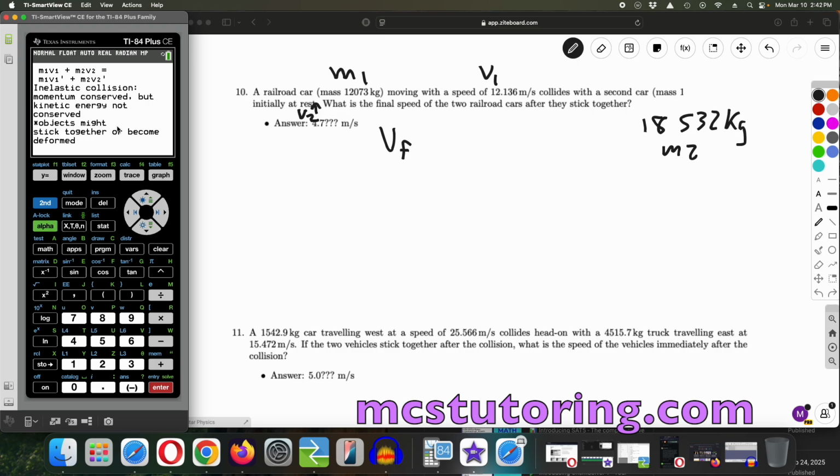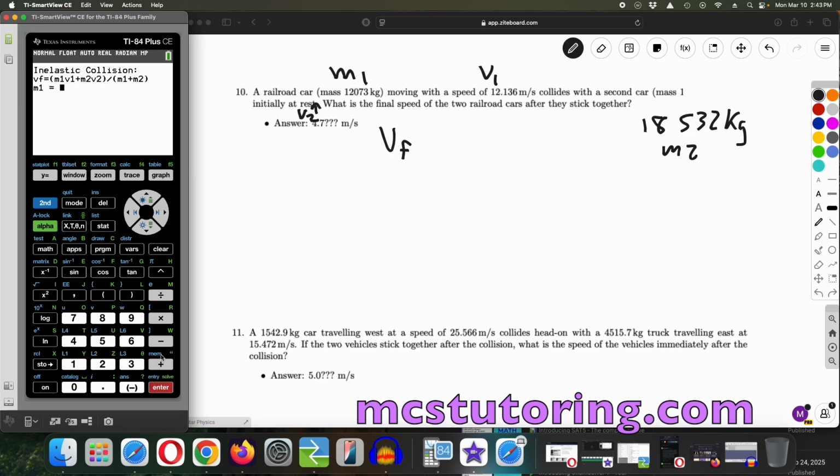Objects might stick together or become deformed. This is your big help. Now, deform means they hit each other and then one crinkles, kind of like a body panel of a car. When it hits something, it becomes deformed. And then car crashes, clay balls, those are examples of inelastic. So perfectly inelastic, there's our formula. And then elastic. So what we're going to do is go to inelastic.